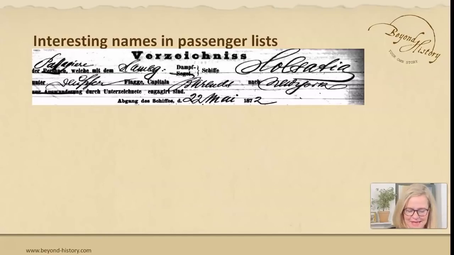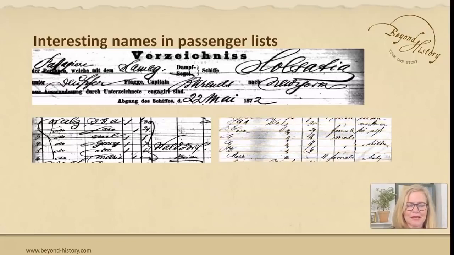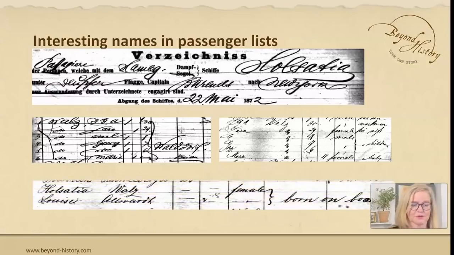So I also found some interesting names in the passenger list. It was a rumor that I heard, and a friend of mine told me about this, and then I actually found it, so I was very happy to have the confirmation of that. So I'm going back to the passenger list of the Holsatia departing in May 1872. There was a family Waltz coming from Waldorf in Bavaria, and they left with mother, father, and 4 children at this point.